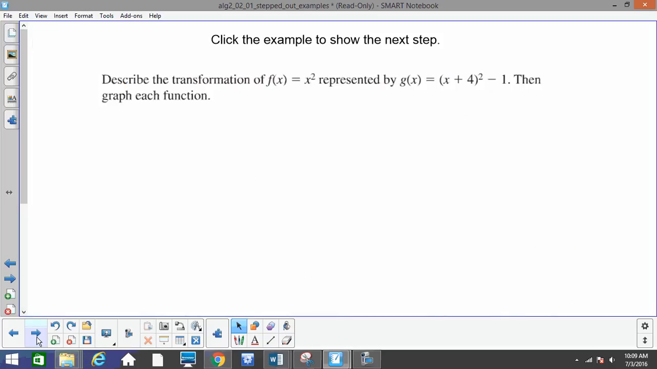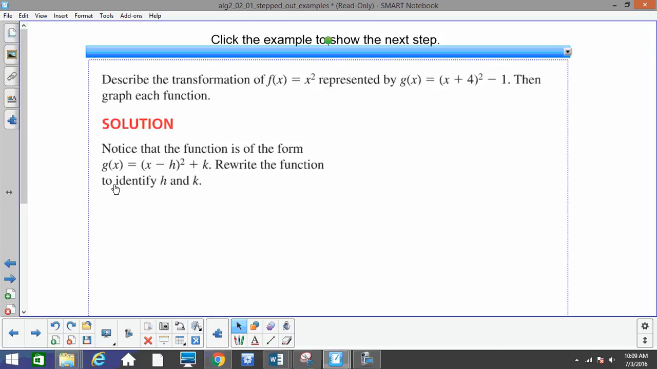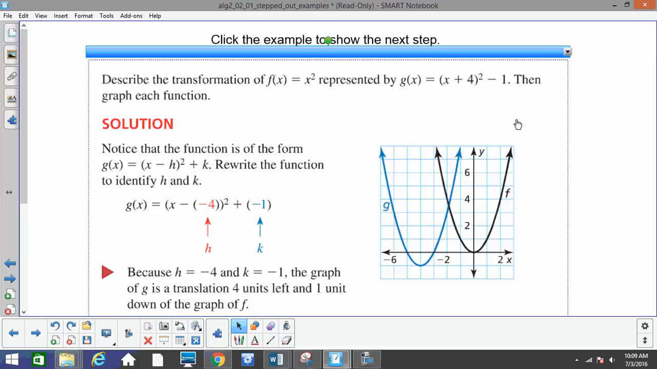So we want to describe the transformation of f of x equals x squared, represented by g of x equals x plus 4 quantity squared minus 1, and then we're going to graph. Well, it's written in that form. That's going to make it really easy. It's x minus -4, that's your h, and you've got a plus -1, that's your k. So it is being transformed 4 units left and 1 unit down.